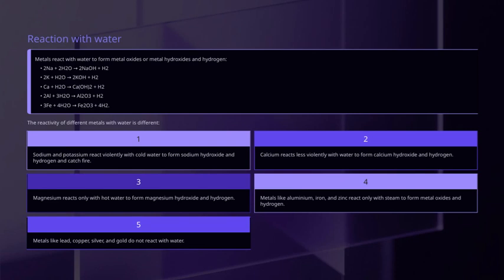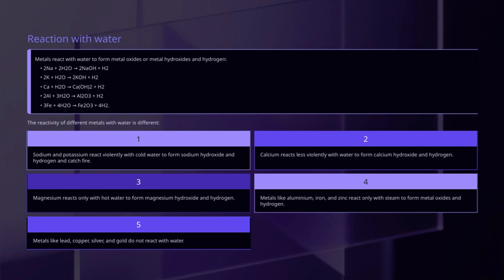Let's take a closer look at how different metals react with water. Metals like aluminium, iron, and zinc are somewhat cautious. They only react with steam, not liquid water, to form metal oxides and release hydrogen gas. Calcium, on the other hand, reacts less violently, but still actively, with water to produce calcium hydroxide and hydrogen.